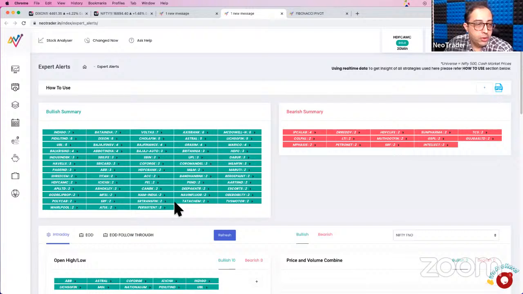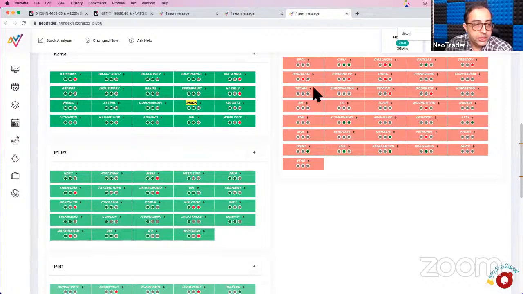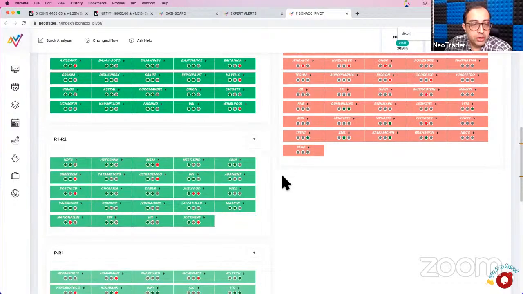That's how you can find out. Go here, go to Expert Alerts, see here which stocks are moving. There are some stocks which are in action. You can select that stock. You can check out from this page which stock I should be selecting. And once you get that stock, all you have to do is go and place your trade.